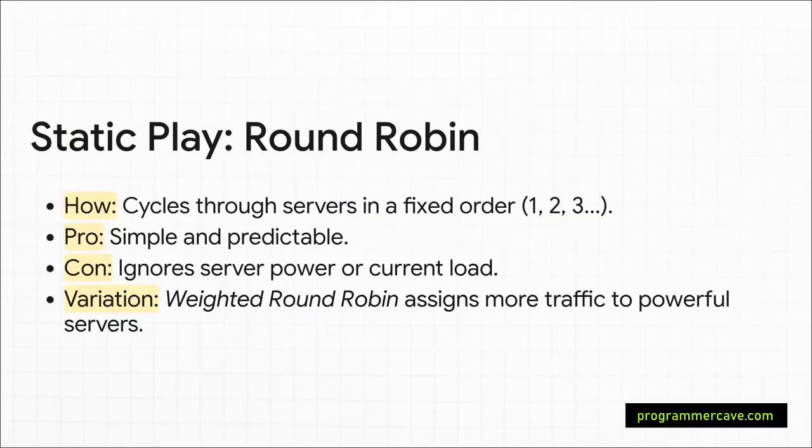The most basic strategy of all is called round robin. It's super simple. The first request goes to server 1, the second to server 2, the third to server 3, and then it just loops right back to server 1. The good thing? It's easy to understand and predictable. The big downside? It assumes every server is identical. It doesn't care if one server is a supercomputer and another is a 10-year-old laptop. Now, there is a variation called weighted round robin that lets you tell it, hey, this server is twice as powerful, so send it twice the traffic.